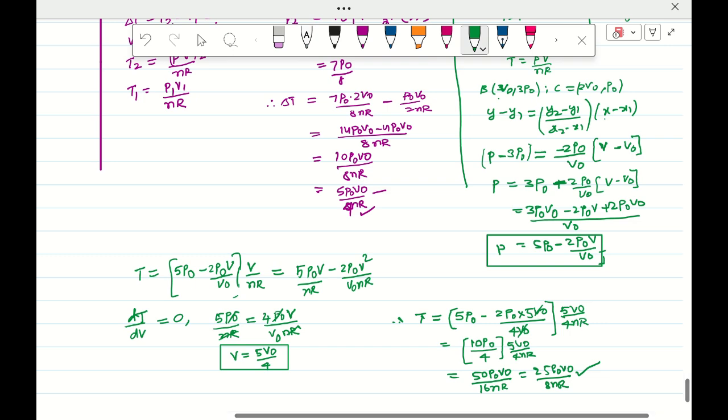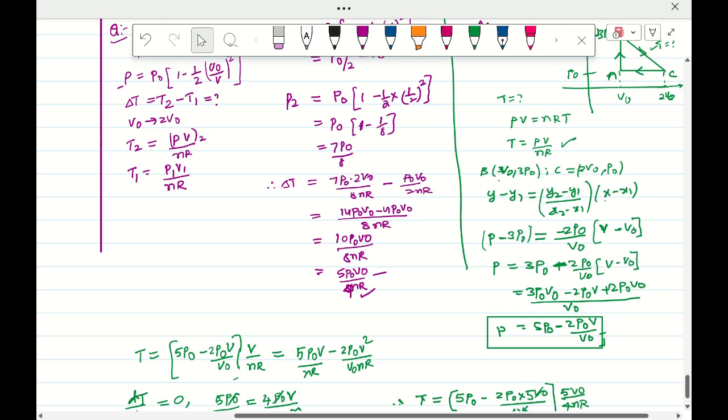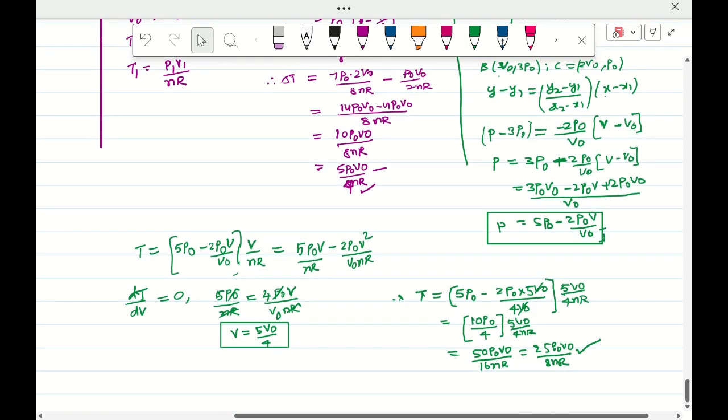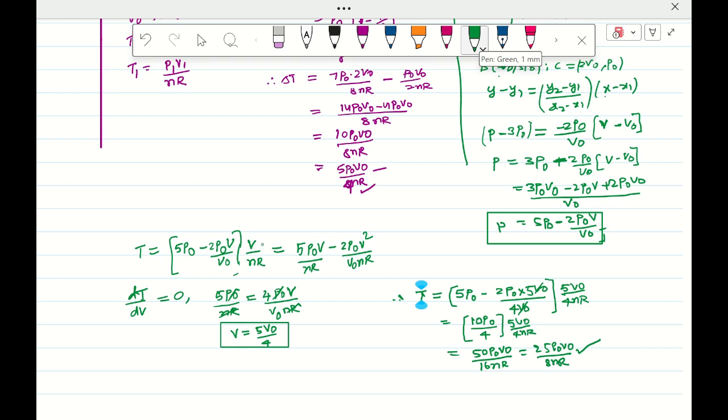Now substitute this P in the T value. T is equal to PV by nR, right? So I substitute the P value, 5 P naught minus 2 P naught V by V naught, into V by nR. Pressure is varying with respect to V in this equation. Multiplying V inside, T equals 5 P naught V by nR minus 2 P naught V square by V naught into nR.